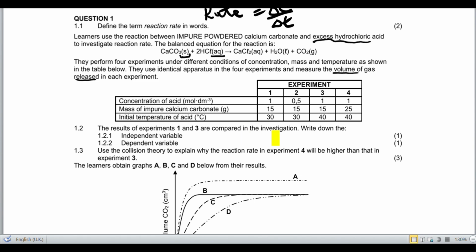So they are comparing 1 nabani no 3. So focus apha ku-1 nabani naku-3. Ezinye singazijongi. Now if you can look at 1 and 3, the concentration is the same. Iyafana ngu-1 ngu-1. The mass of calcium carbonate is the same, 15 ngu-15. But the temperature is not the same. So we have only one thing engafaniyo phaa.